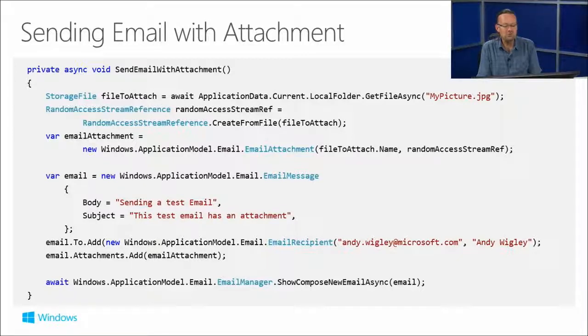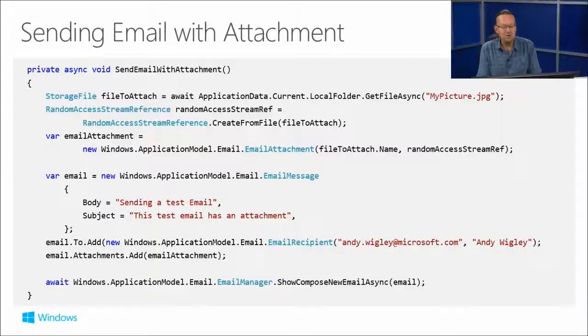And when you do this with an email attachment, it needs one of these random access stream reference objects. Fortunately, they're actually very easy to create from a file. You just call RandomAccessStreamReference.CreateFromFile and pass it that storage file object. So that will give a random access stream into it, and then you can new up an email attachment object, give it the name, and then pass it that random access stream object.